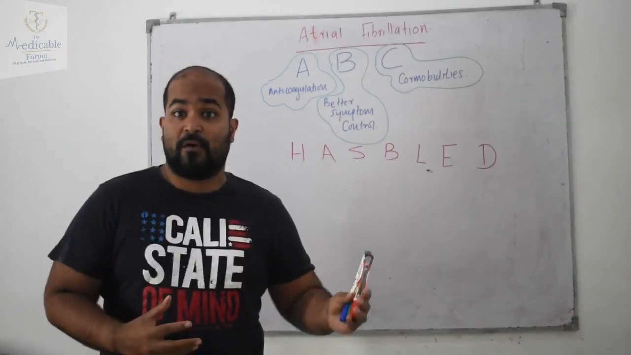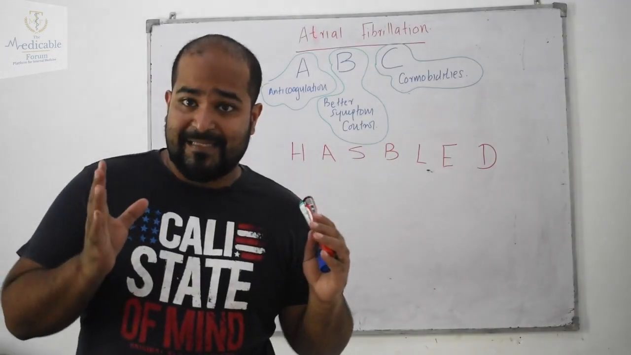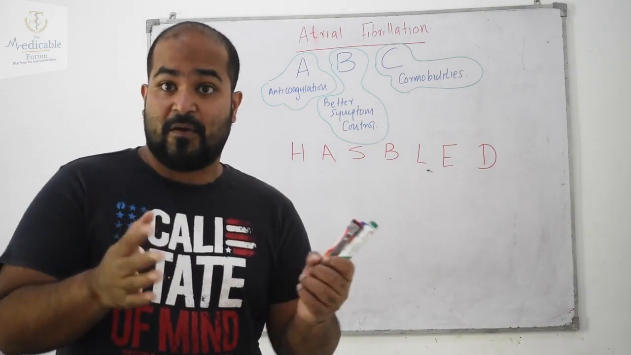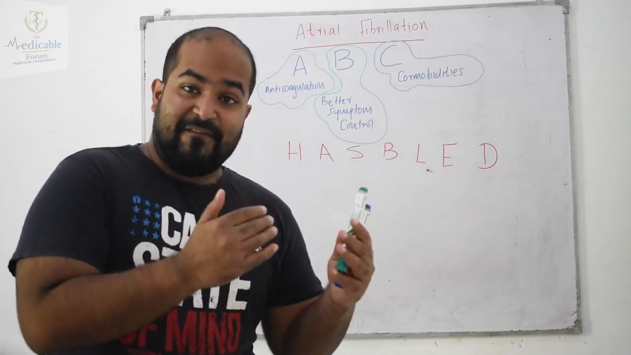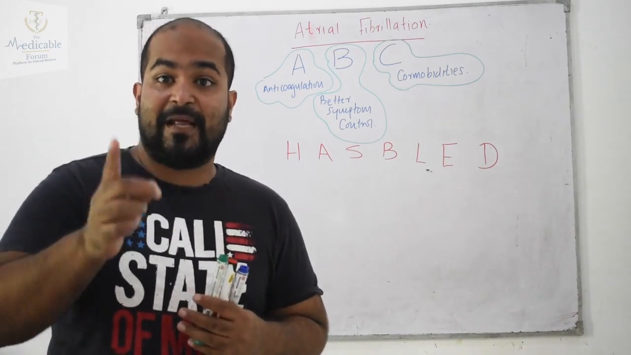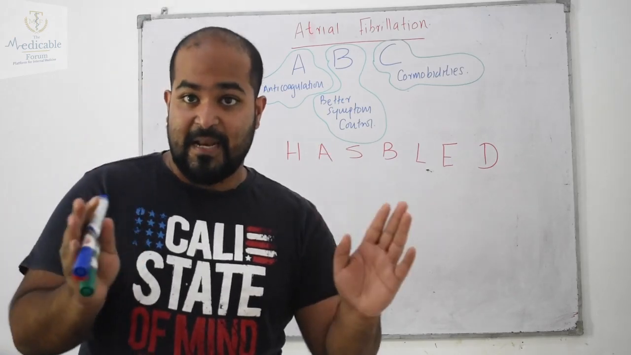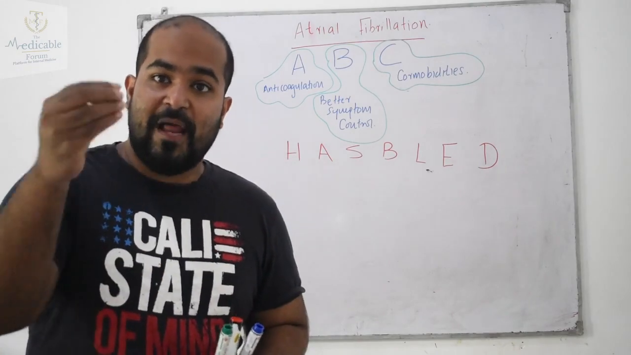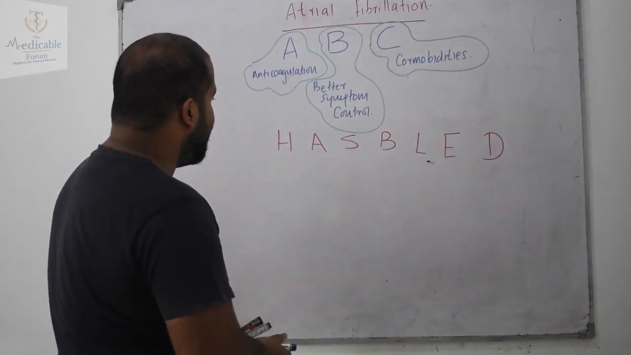So, we spoke about Chadwick's score. Now it's time to speak about Has-Bled. Has-Bled is a score devised to characterize your patients according to the risk of bleeding when you start anticoagulants. A higher Has-Bled score tells you that the patient will have a high risk of bleeding, but it does not tell you that oral anticoagulants are contraindicated. It just tells you that you will have to monitor them quite frequently. So, what is this Has-Bled score? Let me break it down for you.